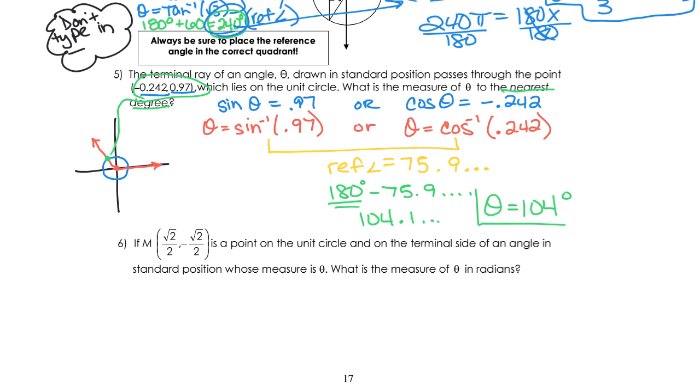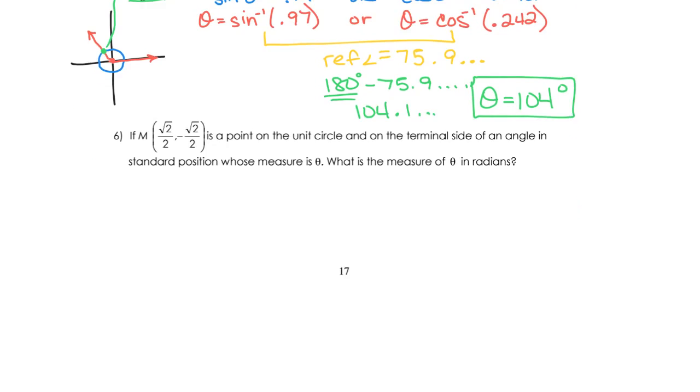Okay? And if you want to double check, you can go ahead and type in sine of 104. That should be close to the y coordinate they gave us of 0.97. And you could type in cosine of 104, and that should give you the x coordinate of negative 0.242-ish. Okay? So hopefully that makes sense.